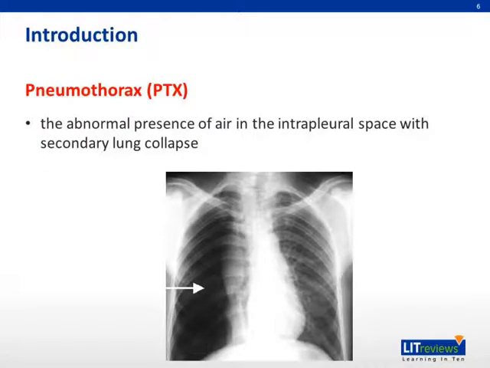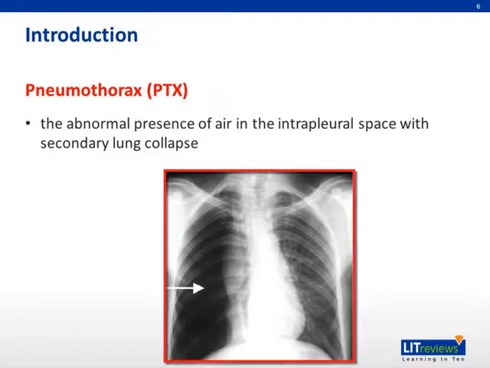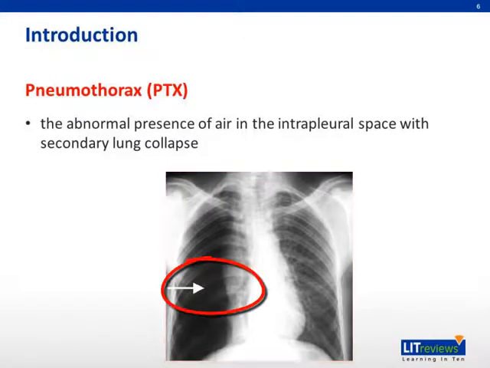A pneumothorax is defined as the abnormal presence of air in the intrapleural space with secondary lung collapse. Here you see a picture of an anterior-posterior chest radiograph demonstrating a pneumothorax in the right chest. The arrow indicates air in the intrapleural space with adjacent right lung collapse.